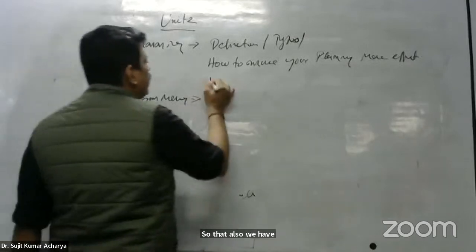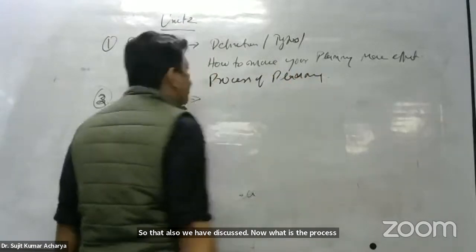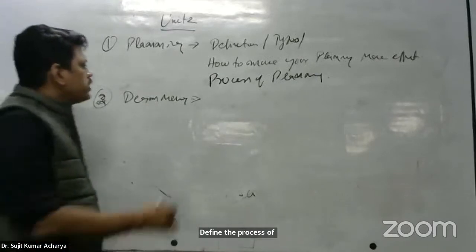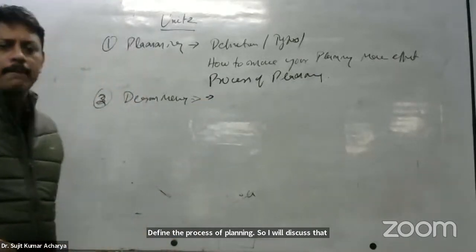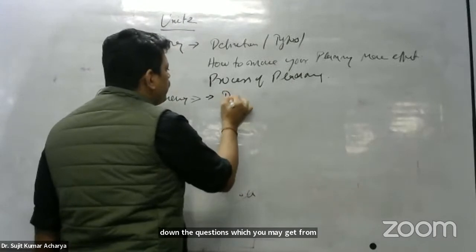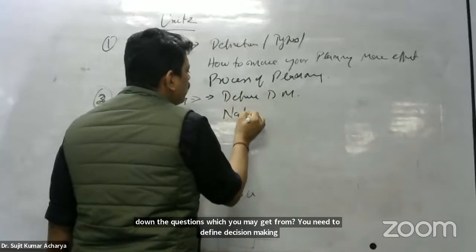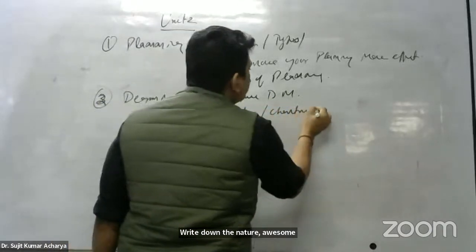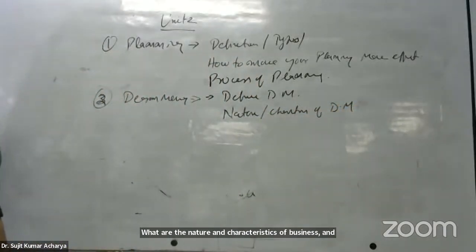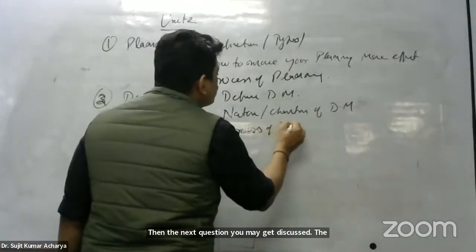Now, what is the process of planning? Define the process of planning. So I will discuss that. Next is, what is decision making? The question is, what is decision making? Write down the questions which you may get from Unit 2. Define decision making. Write down the nature or characteristics of decision making. What are the nature and characteristics of decision making? Right? Then the next question you may get: discuss the process of decision making.